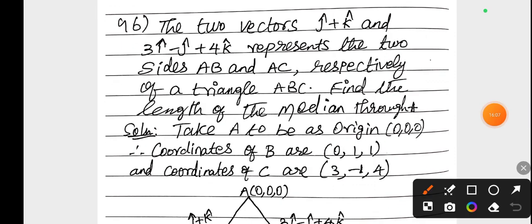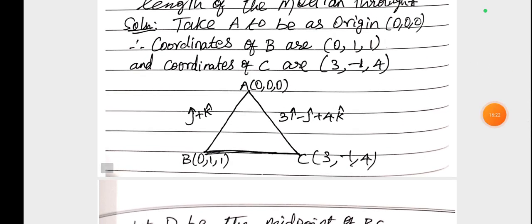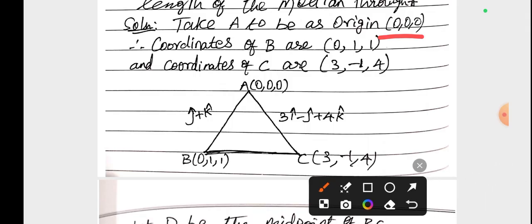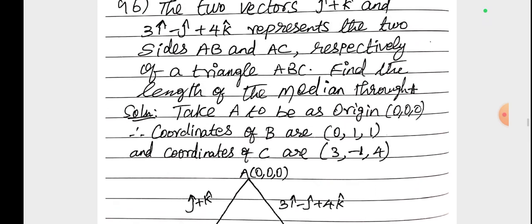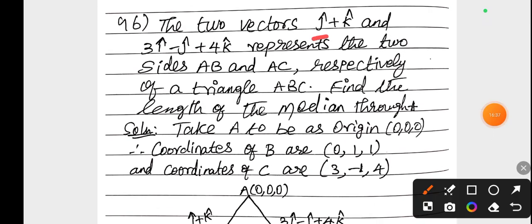The two vectors j cap plus k cap and 3i cap minus j cap plus 4k cap represent two sides AB and AC respectively. Find the length of the median through A. So this also can be done in more ways. So we are doing by using the coordinates, taking A as the origin. The A and the coordinates of B: coordinate of B is 0, 1, 1. They have given the one vector j cap plus k cap.